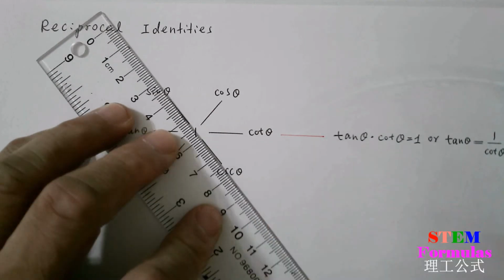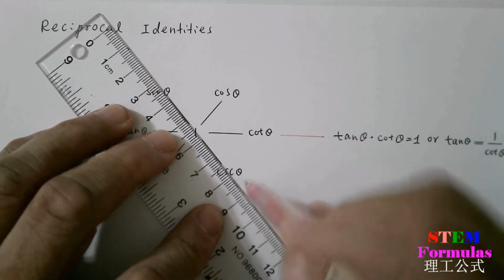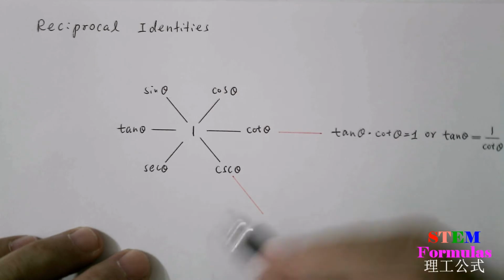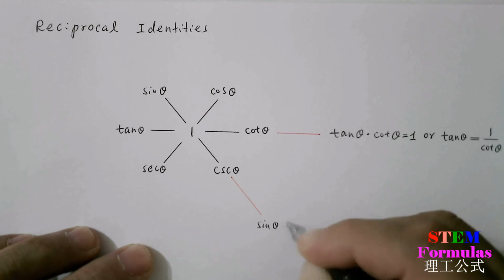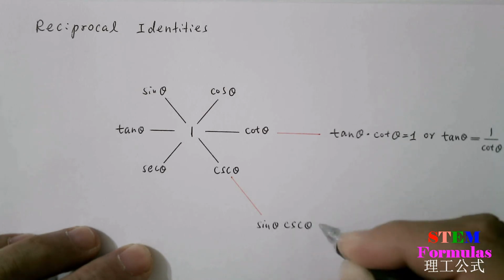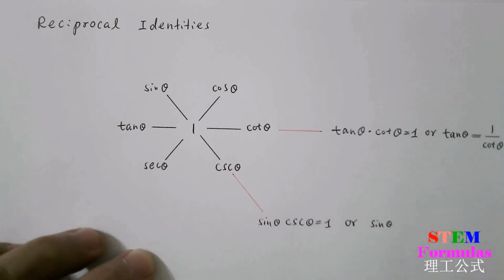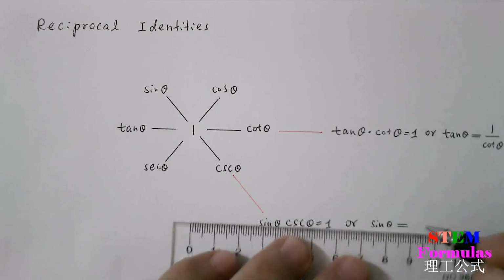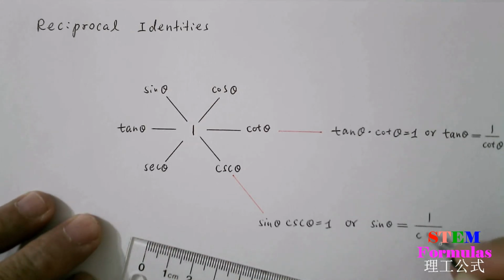For this diagonal line, we have sine theta cosecant theta equal to 1, or we have sine theta equal 1 over cosecant theta.